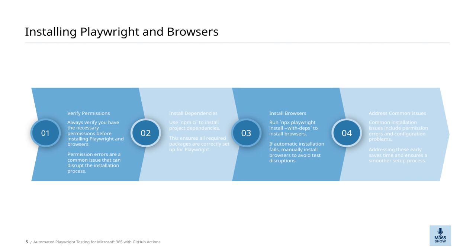This command helps ensure that all required packages are correctly installed and consistent across environments, which is crucial for reliable testing. After that, you'll want to run npx playwright install with deps. This command takes care of installing the browsers needed for your tests. However, if automatic browser installation doesn't work, perhaps due to permission issues or other configuration problems, you might need to install the browsers manually. Addressing these issues early on can save a lot of time down the line and make sure your setup is smooth and reliable.